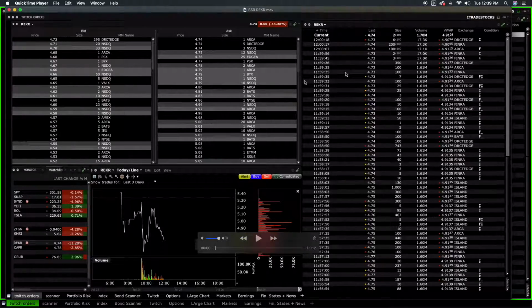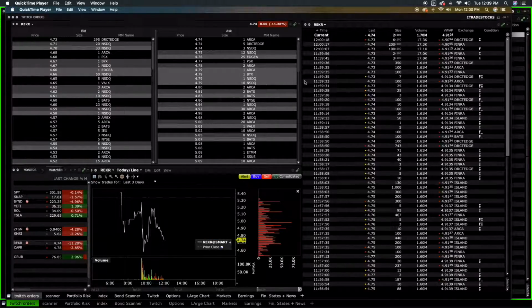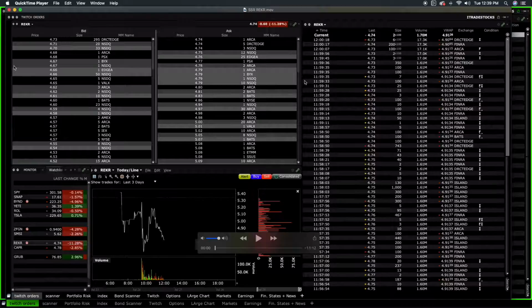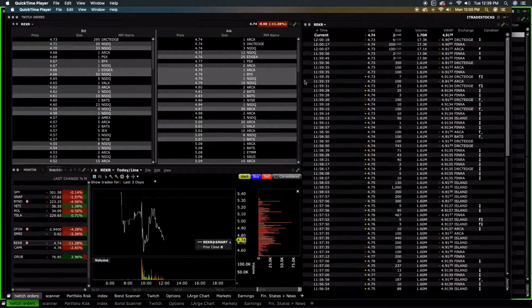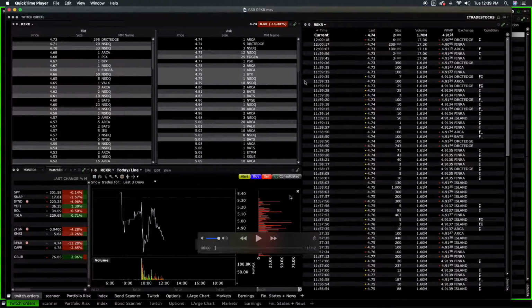And it takes a long time to sell when there's no one on the bid. If you just sell all of it, you're going to lose a ton of money. So you have to try to sell, chip away, chip away, chip away, and it really limits the upside. So you can use level 2 in that way too.